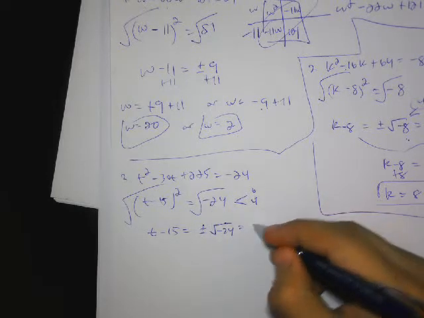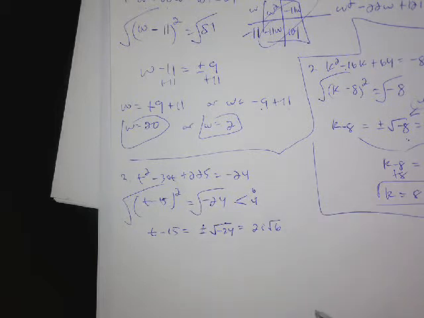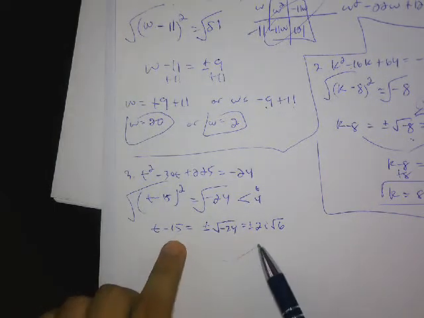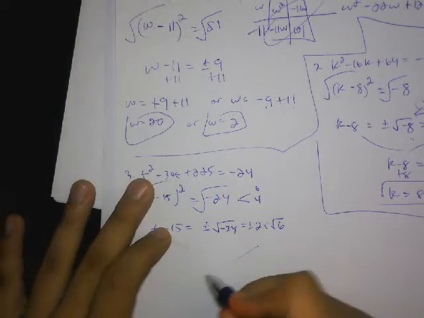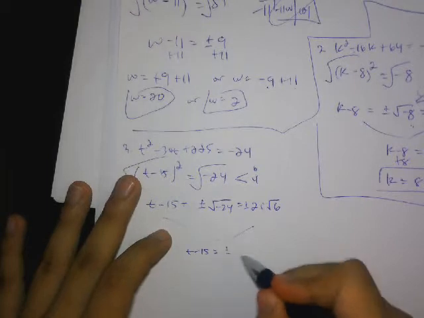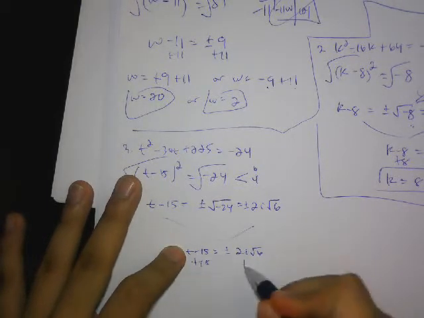Plus or minus. So this equals this, which equals this, so I'm just going to take these two things on the outside. t minus 15 is equal to plus or minus 2i times the square root of 6. Add 15 to both sides. t is equal to 15 plus or minus 2i square root of 6.